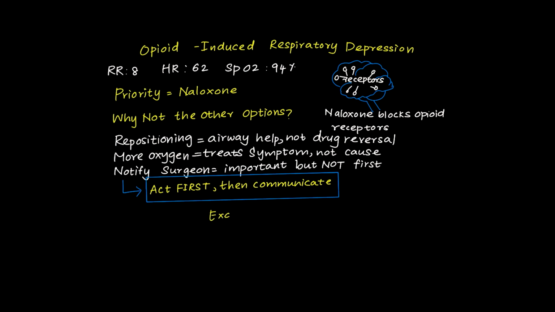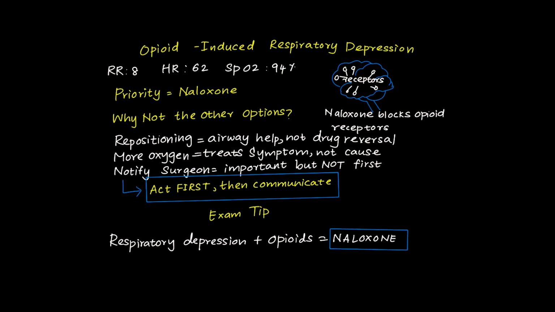Here's a WGU D455 exam tip for you. When you see respiratory depression plus recent opioid use, the answer is naloxone. Don't get distracted by supportive measures. Go straight to the reversal agent. Quick recall hook: naloxone equals Narcan equals knocks opioids off receptors.